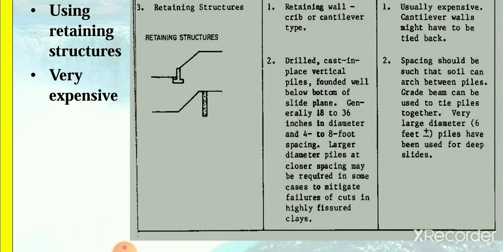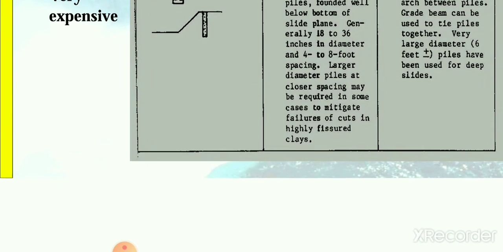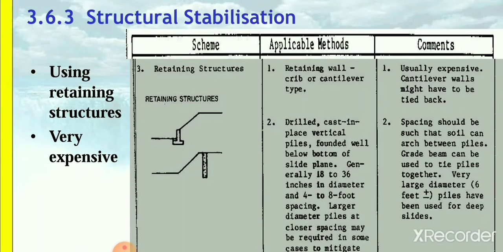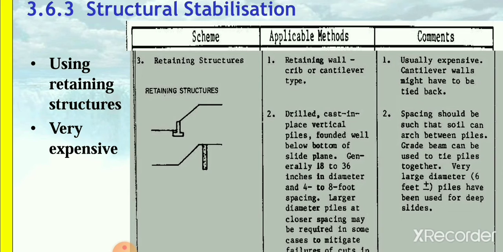Second, drilled cast in place vertical pipe founded well below bottom of slide plane, generally 18 to 36 inch in diameter and 4 to 8 foot spacing. Larger diameter piles at closer spacing may be required in some cases to mitigate failure of cut in height. Usually this is expensive. The cantilever wall might have to be tied back.